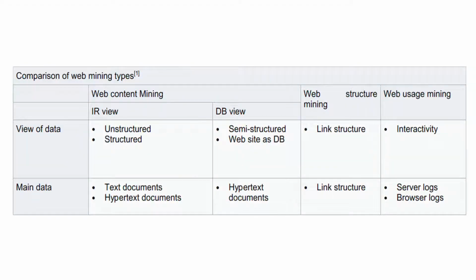In web content mining, in the view of data, the IR view has structured and unstructured data, and the database view has semi-structured data and website as database. In web structure mining, the view of data has link structure, and in web usage mining, the view of data is interactive. In main data, the web content mining IR view has text documents and hypertext documents, and the database view has hypertext documents. The main data of web structure mining is link structure. The main data of web usage mining is server logs and browser logs.